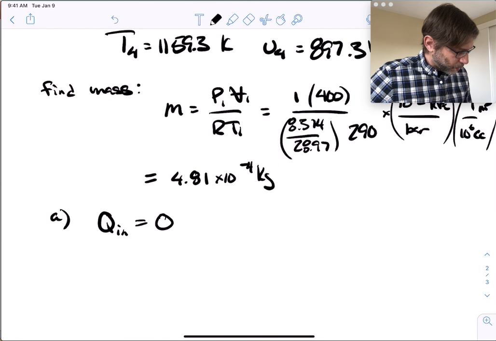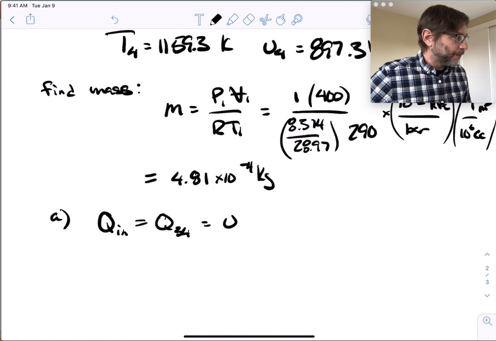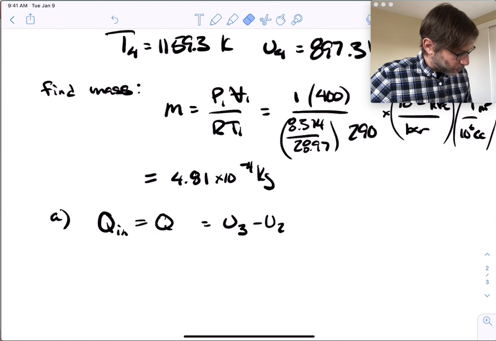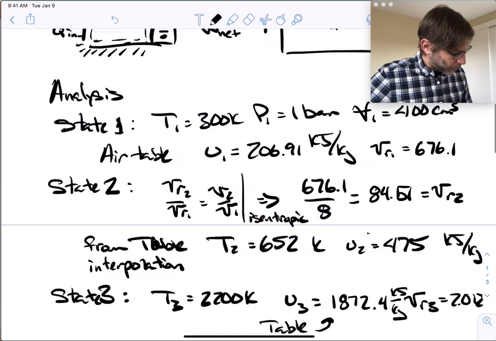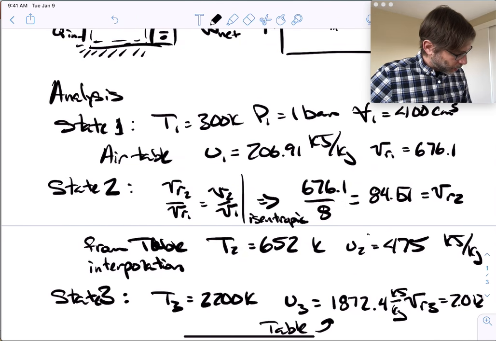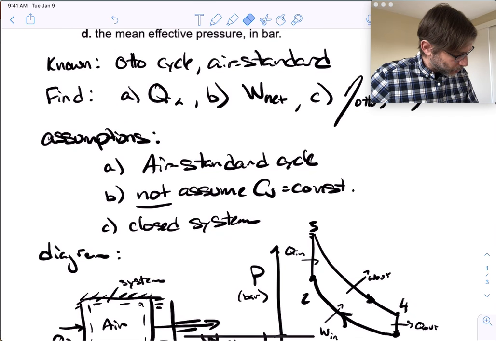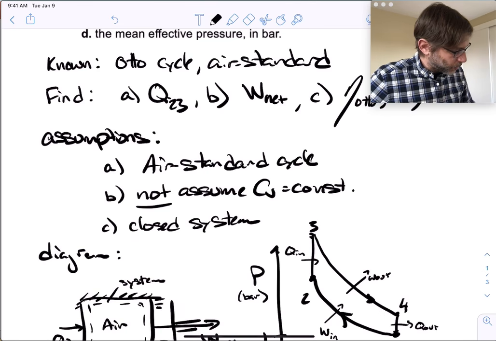And this is Q34, which is, of course, U3 minus U2. Yeah, I didn't mean 3,4. I meant 2,3. What am I talking about here? All right, so where was I up here? 3,4 is the expansion. 2,3, that's Q in.